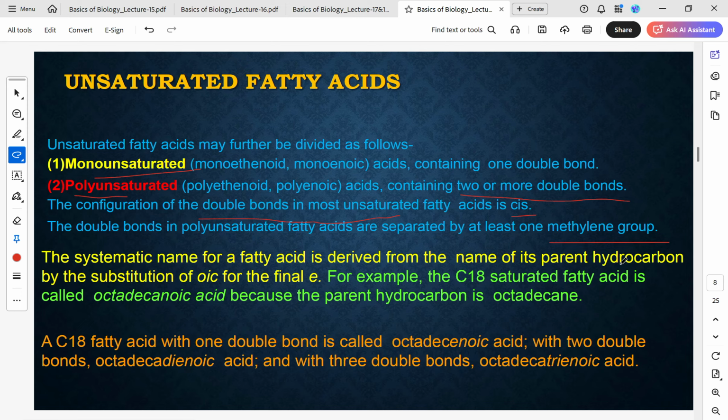The systemic name of a fatty acid is derived from the name of the parent hydrocarbon with the substitution of oic acid for the final e. For example, for C18, the saturated fatty acid name is octadecanoic acid because the parent hydrocarbon is octadecane. If there is one double bond, it's octadecenoic acid. Two double bonds, octadecadienoic acid. Three double bonds, octadecatrienoic acid.